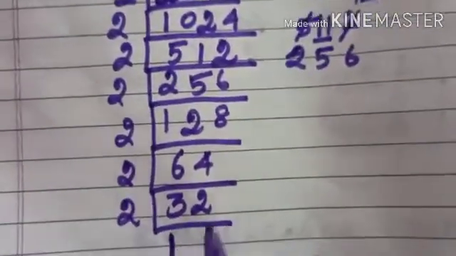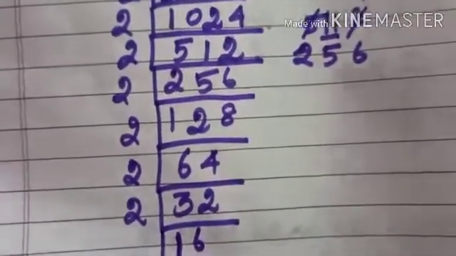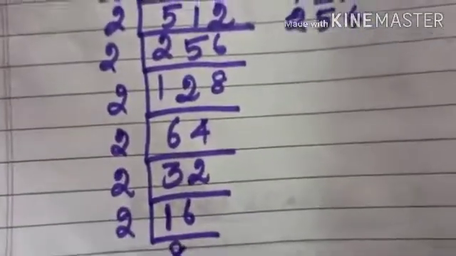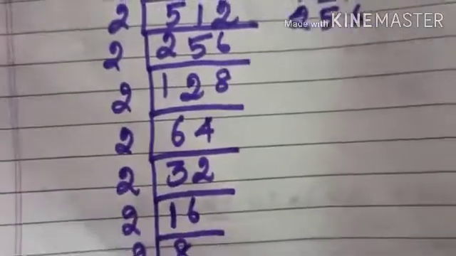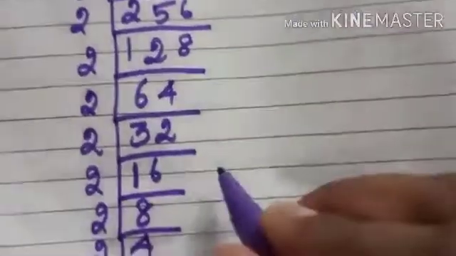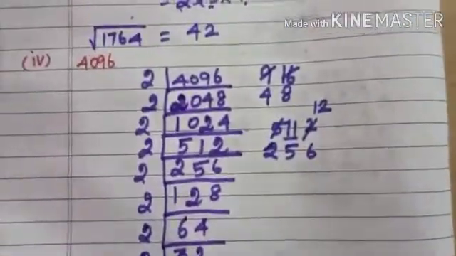3, 1 time, and remaining 1, 6 times. 8 2s are 16. 4 2s are 8. 2 2s are 4. 1 2 is 2. So now you complete the prime factorization. Now you go on to the square root.